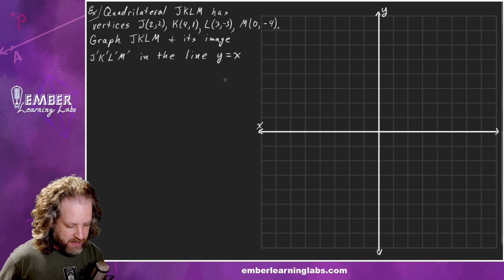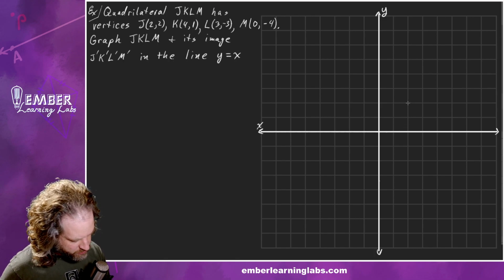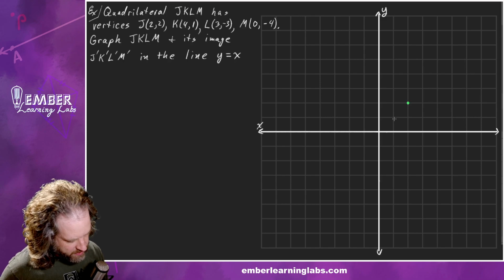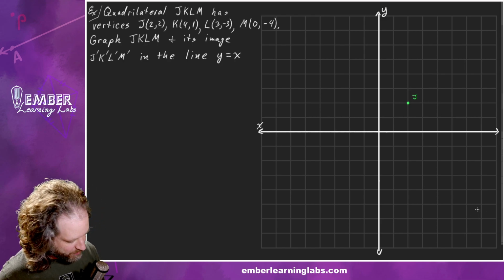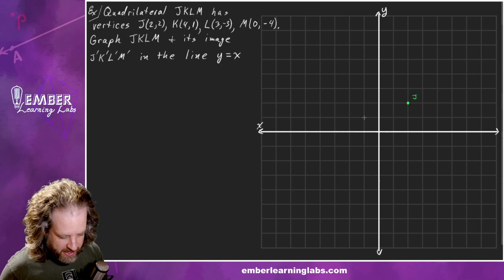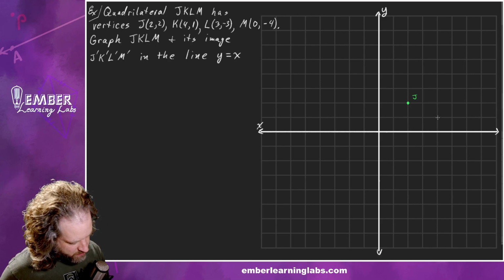Okay, so let's start by doing JKLM. So J is at 2, 2. So right here. I don't remember what this is going to look like, so hopefully I'm putting my labels in a good place. We'll see what happens as we go. All right, so K is at 4, 1, so right here.